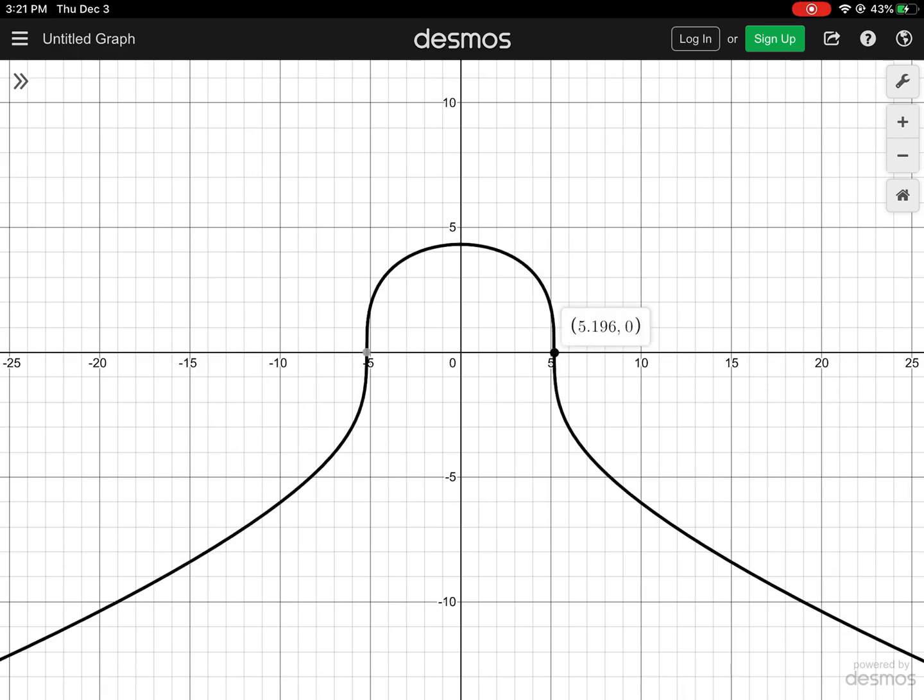Also notice that the coordinate 5.196, 0 is on the graph. In order for this relation to be symmetric with respect to the vertical axis, negative 5.196 must also be on the graph. And notice it is. So here is the visual cue that this relation is symmetric with respect to the vertical axis. And we are done.